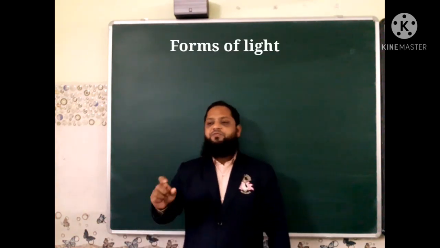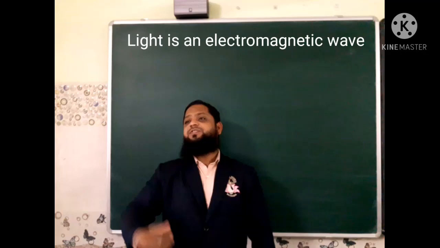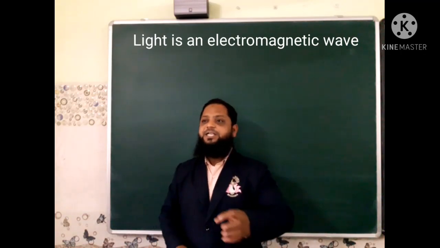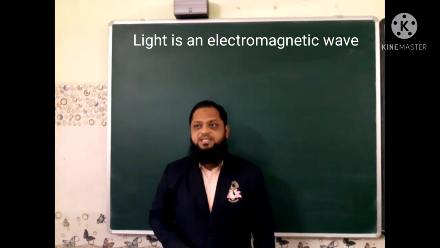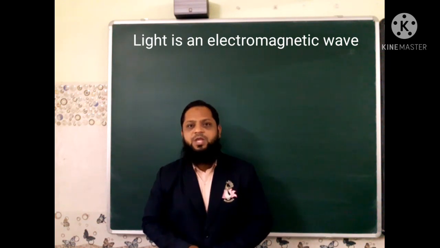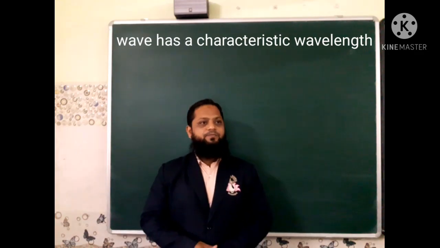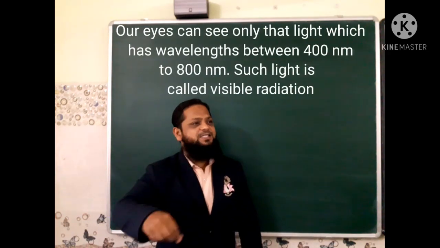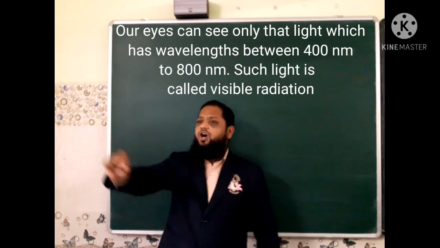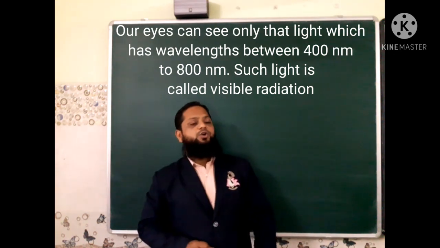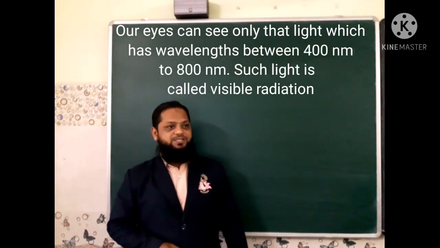Dear children, we have studied light before. Light is nothing but electromagnetic radiation which causes the sensation of vision. Every wave has its own characteristic wavelength. We know that our eyes can see only objects with a wavelength in the range of 400 nanometer to 800 nanometer. Such light is said to be visible light.